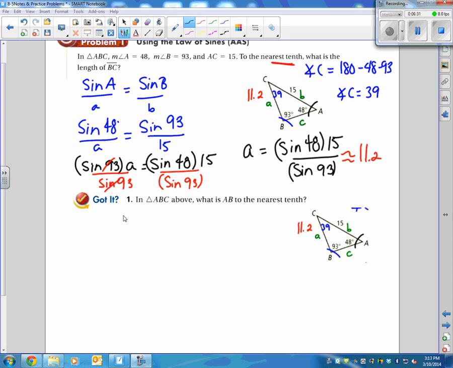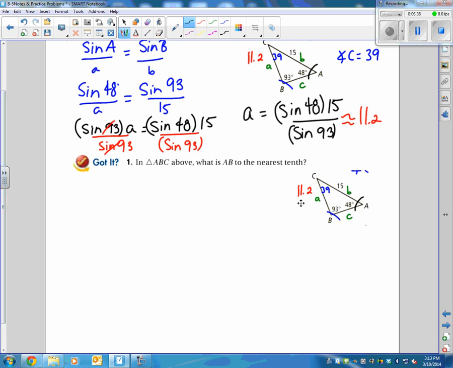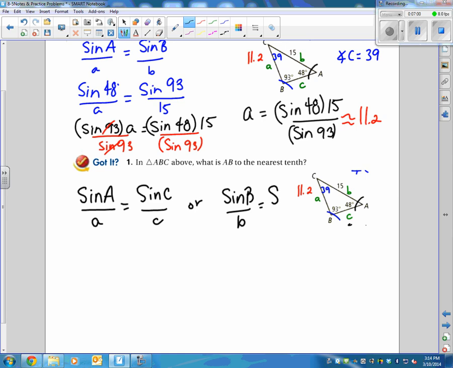The next thing I would do is look in the same triangle. I've just clipped it and moved it down a little bit so we could have more room. I want to find the length of AB, which is actually side C. I can use either of the ratios for this one. I can say the sine of A over A equals the sine of C over C, or I can say the sine of B over B equals the sine of C over C.